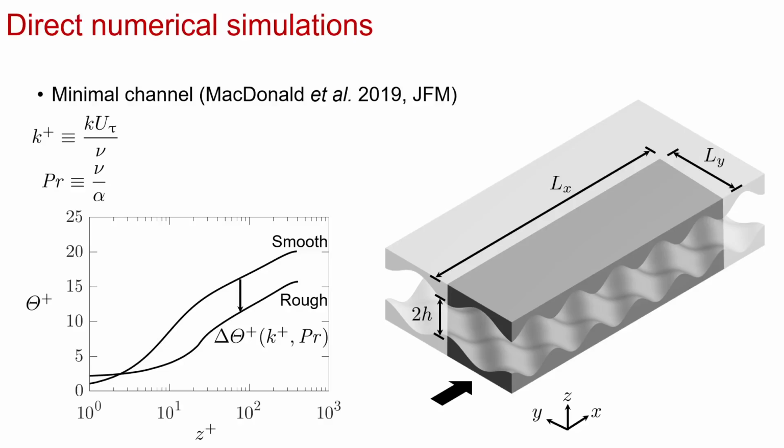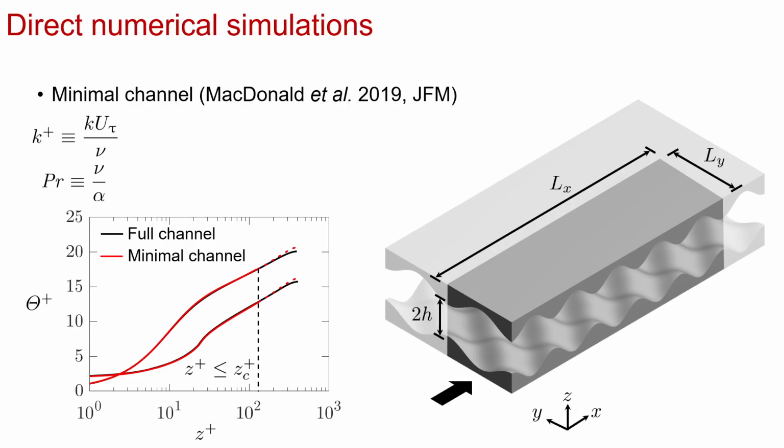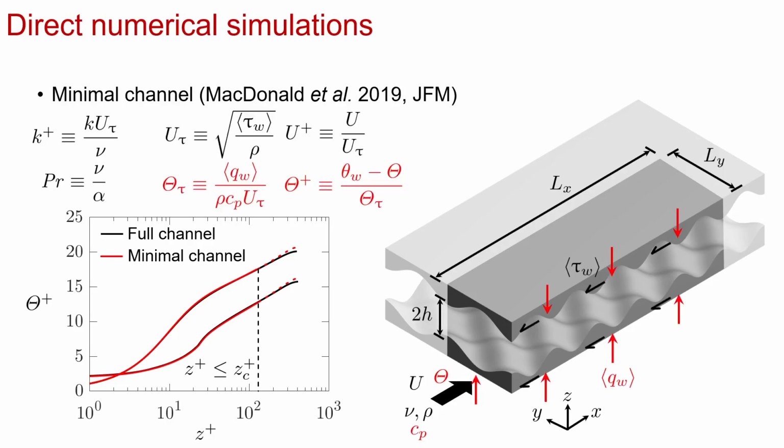And so in order to reach these high Ks plus regimes through DNS, we'll be adopting a minimal channel approach whereby we truncate the size of our channel domain while still accurately resolving the near-wall roughness sublayer flow up to some critical height Zc. So here I'll be considering a 3D sinusoidal roughness and systematically varying the roughness Reynolds number k plus and the Prandtl number. And I'll be normalizing quantities on the global friction velocity u tau, which is defined on our total wall shear stress tau w, and friction temperature theta tau defined on the total wall heat flux qw.